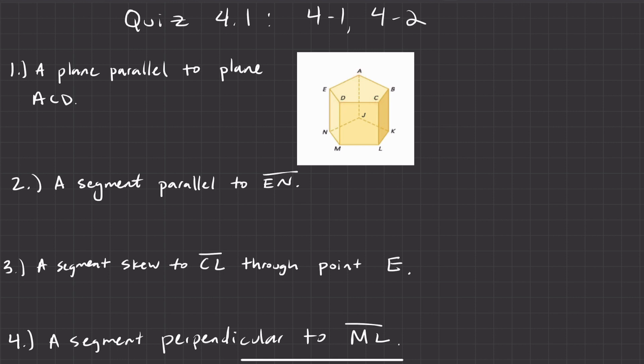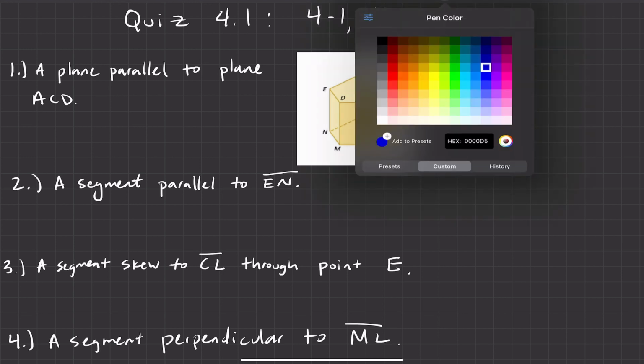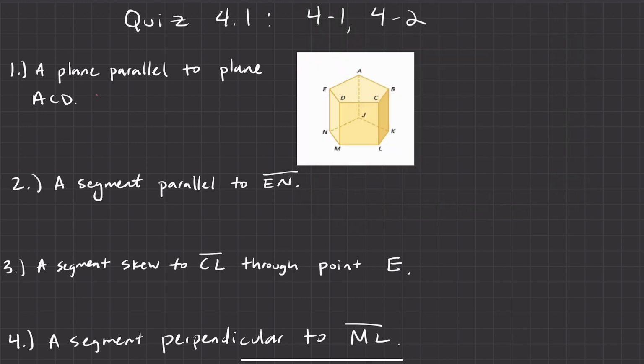ACD. So remember, to name a plane, you need to have 3 points, okay? You need to have 3 points to name a plane. I'll go ahead and use a different color. This one's a little dark. Let's see, let's use something like this. 3 points to name a plane, okay? So, here is plane ACD.